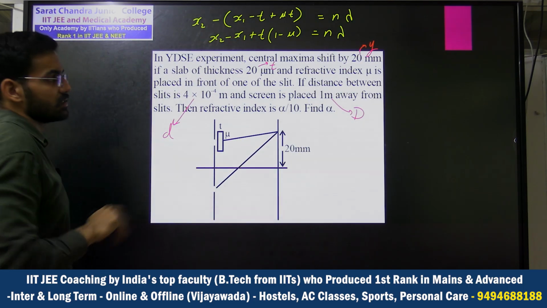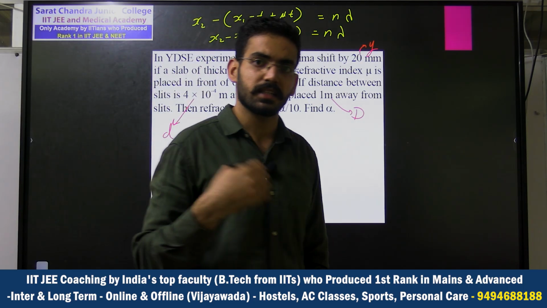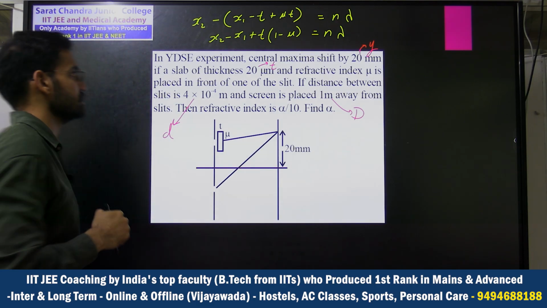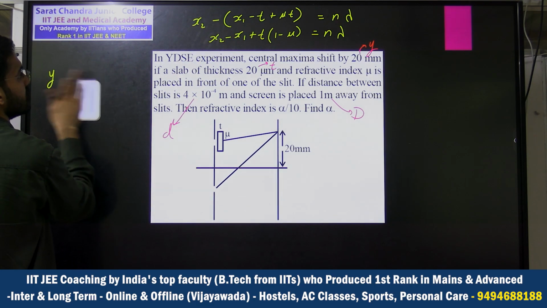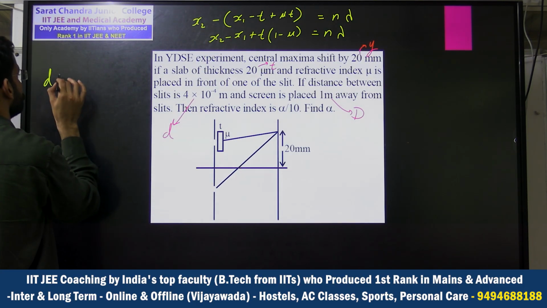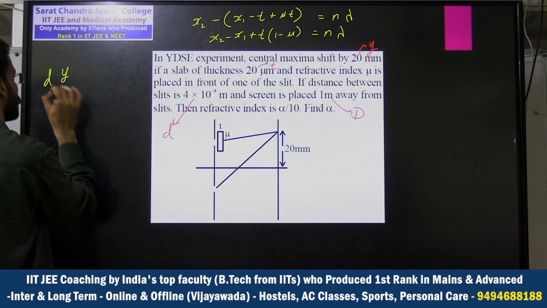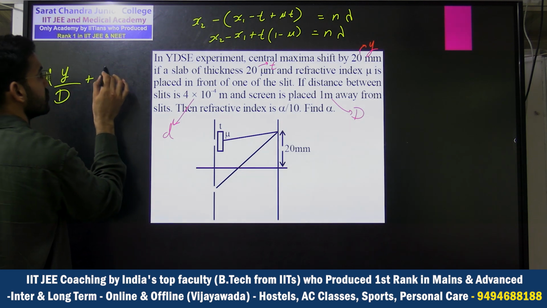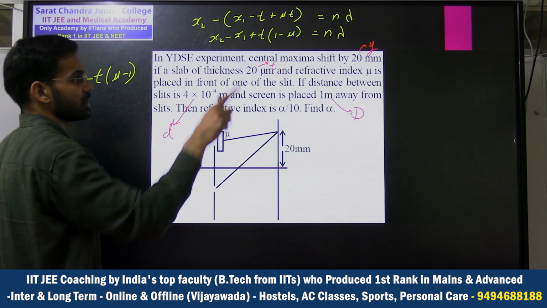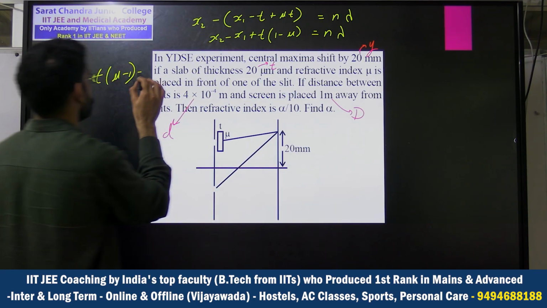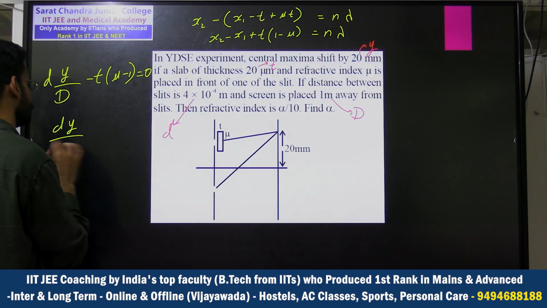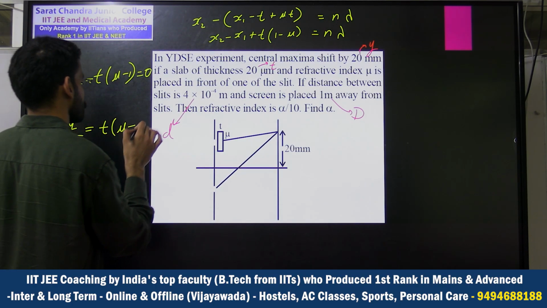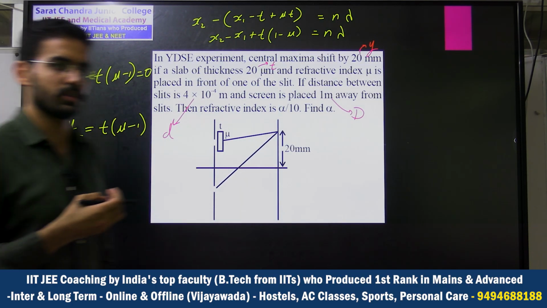Now x2 minus x1 is d sin theta, and sin theta is tan theta, which is y by capital D. So this is d y by capital D, plus here you take minus t into mu minus 1, and for central maxima n equal to 0, so this is 0. By this, sometimes people directly say, sir, d y by capital D is equal to t into mu minus 1. But how this came, you should know that also.